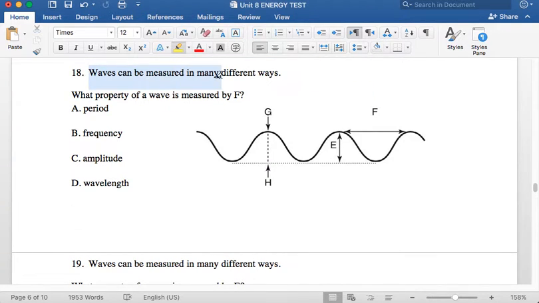Number 18. Waves can be measured in many different ways. So here's another diagram. What property of a wave is measured by F? So right here, what property would this be? Is that A, period, B, frequency, C, amplitude, or D, wavelength?